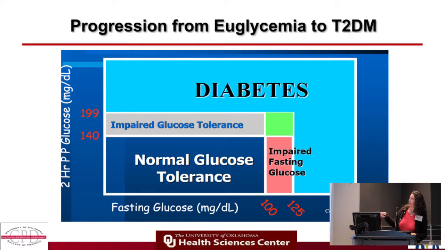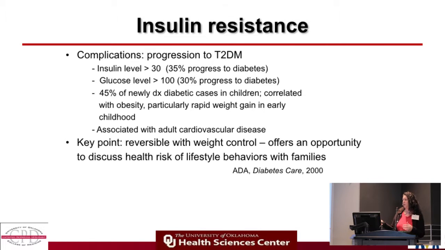So here is kind of the progression from euglycemia to type 2 diabetes. The fasting glucose level from 100 to 125 is the impaired fasting glucose, and the impaired glucose tolerance is a 2-hour glucose on the OGTT between 140 and 199. That is what is considered insulin resistance. The A1C is between 5.7 and 6.4.